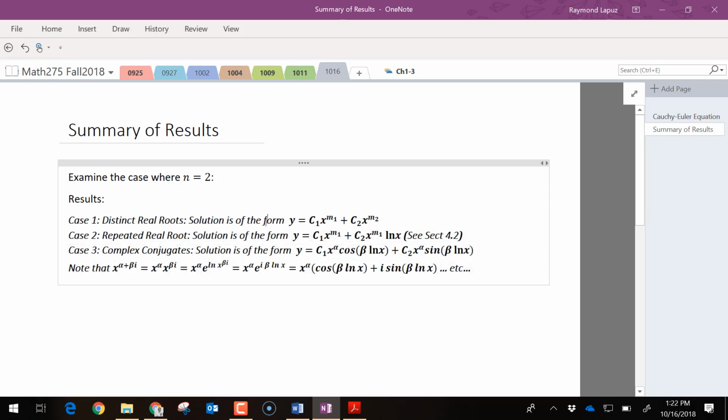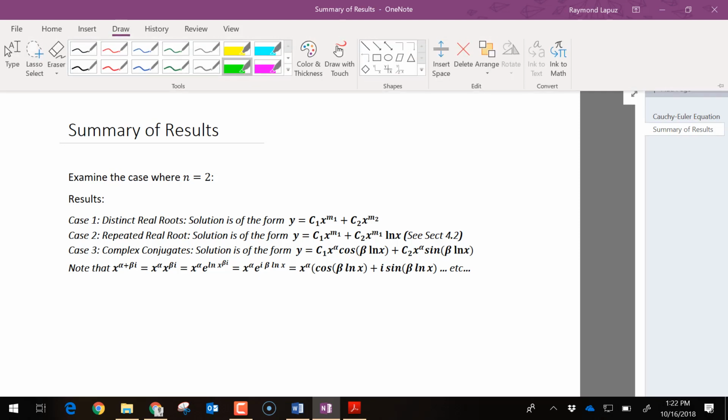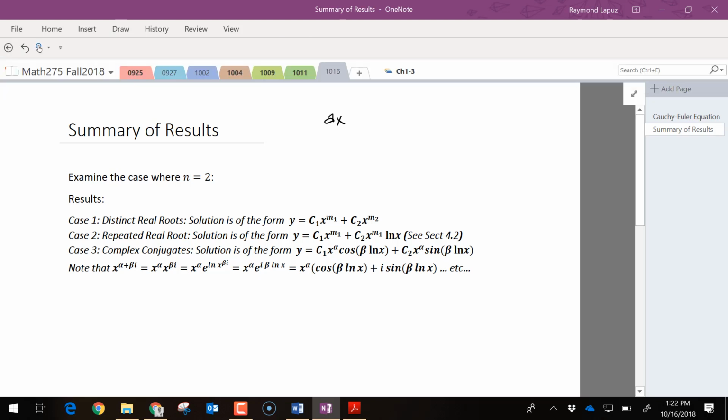So we're going to come up with that equation. Actually, let me add on our general equation here: a x squared y double prime plus b x y prime plus c y is equal to 0. We're looking at the homogeneous portions of it first. And then we're going to let y equal x to the mth power.